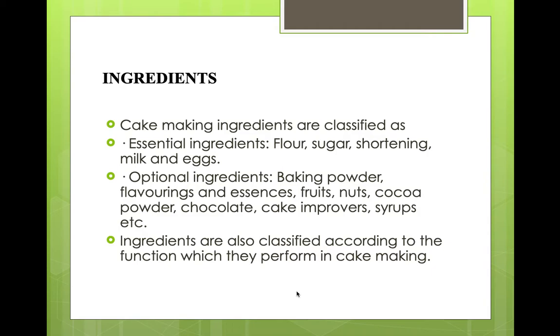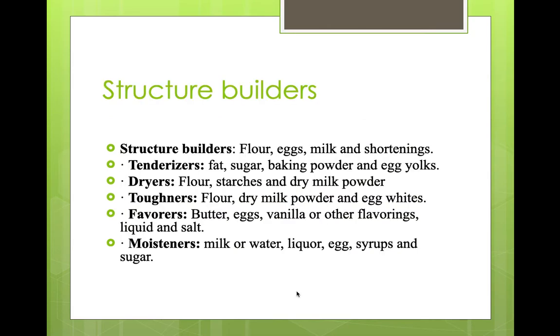Ingredients are also classified according to the functions which they perform in the cake. For example, flour gives structure to the cake, sugar gives the texture, lightening, and also the color, and eggs give a rising agent, as does shortening, which also gives texture and leavening to the cake. So there are various types of ingredients which perform various functions in the cake making process. Now, structure building is basically done by flour, eggs, milk and shortening.